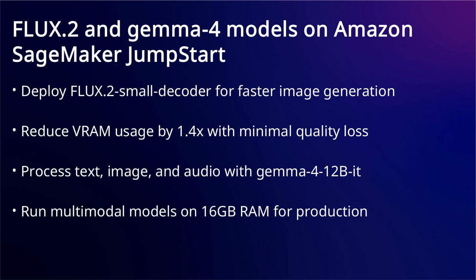The Gemma 412-bit model enables you to process text, image, and audio inputs through a single decoder-only transformer architecture, providing near 26B model performance at half the memory footprint. You can run multimodal and agentic workflows on 16 GB RAM, making production deployments feasible without large infrastructure investments. Both models deploy through the SageMaker console or Python SDK in a few clicks.